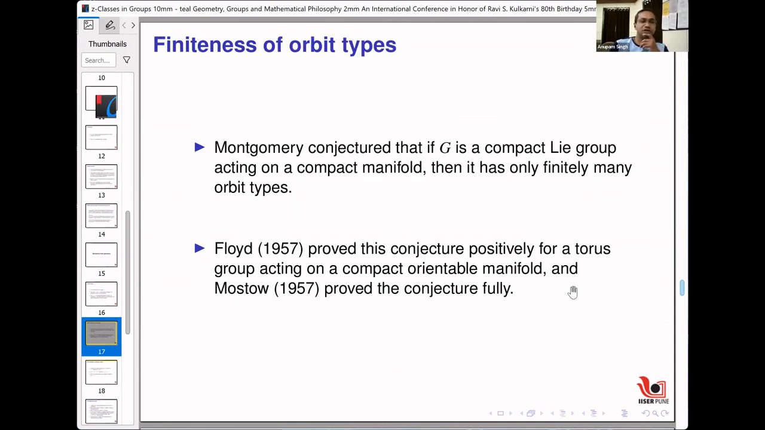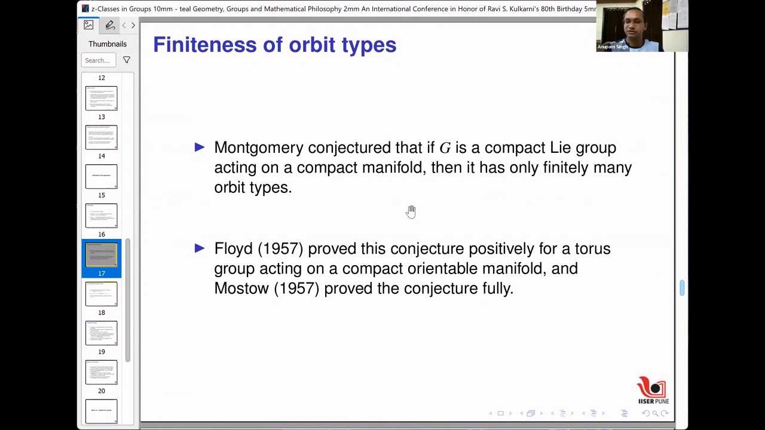There was a conjecture about this by Montgomery. Again, a finiteness question was asked. Montgomery conjectured that if G is a compact Lie group acting on a compact manifold, then it has only finitely many orbit types. This conjecture was proved by Floyd in 1957 positively for a torus group acting on a compact orientable manifold, and the full general conjecture was proved by Mostow the same year. If you use this, one can say that if I'm looking at a compact group, then there are only finitely many G-classes.